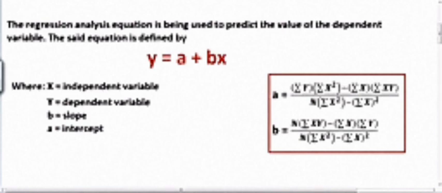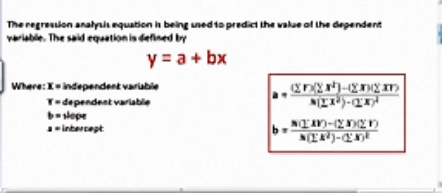So, the equation is y is equal to a plus bx. Y is the dependent variable. The x there is the independent variable. The letter A is the intercept. And then the letter B is the slope. So, we have an additional formula that we will use for slope and intercept. So basically, guys, we use regression analysis to predict the dependent variable from the given set of data using the independent variable, our letter X.